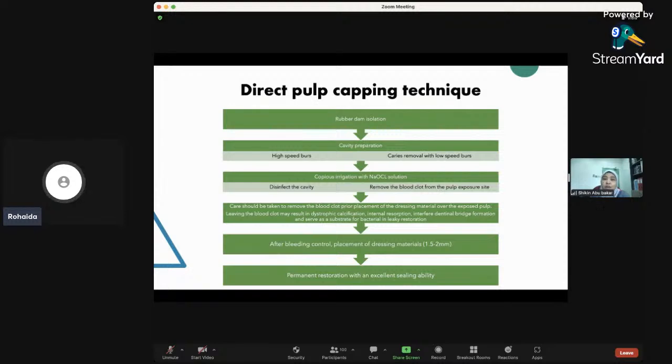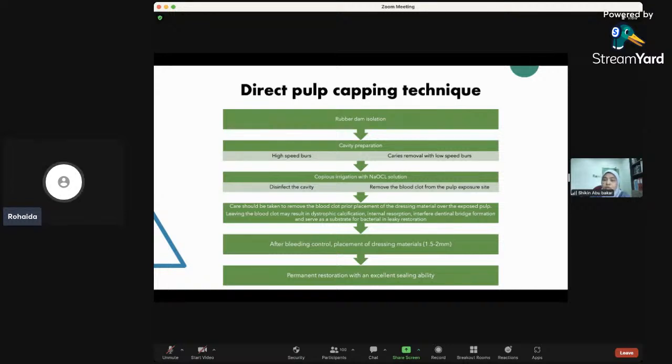So for direct pulp capping, for any vital pulp treatment, isolation is a must, because if you don't do this, you will compromise the prognosis of the tooth. Okay, so when you go to the cavity preparation, you can use a high speed bur, but when removing caries, as usual, you use slow speed burs.